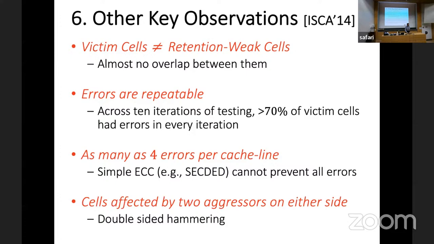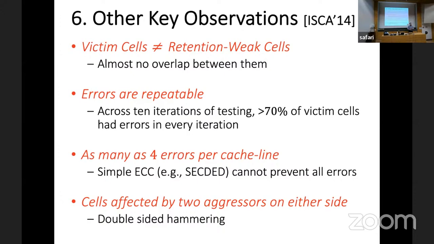Cells are affected by 2 aggressors on either side. I mentioned this already. This is double-sided hammering, right? You sandwich the victim between 2 aggressors. Any questions on this? Thoughts? Okay, otherwise we're going to start moving into solutions.